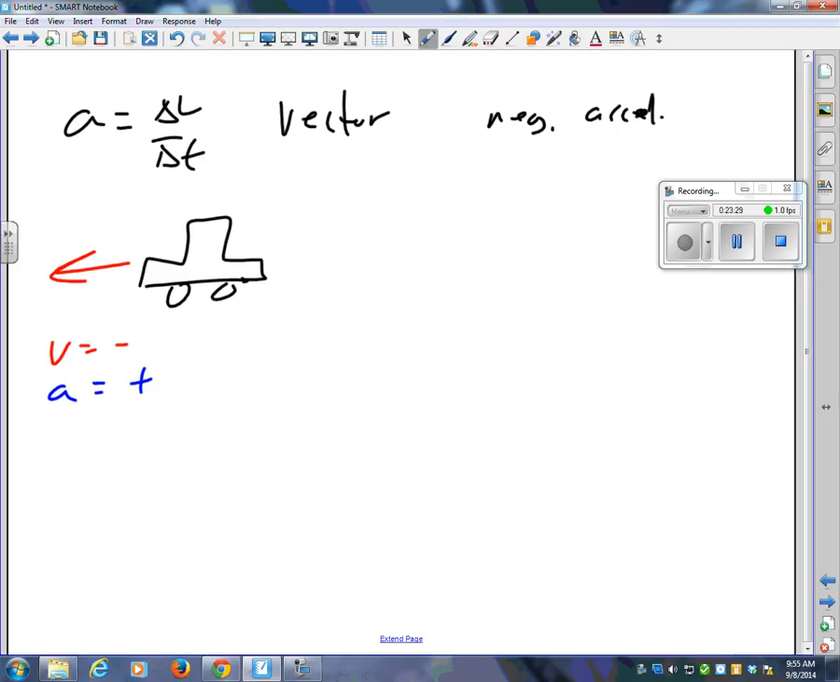A certain car is accelerating at 5 kilometers per hour per second. Explain what's happening to the motion of the car. You should have something like every second the speed is increasing by 5 kilometers per hour.